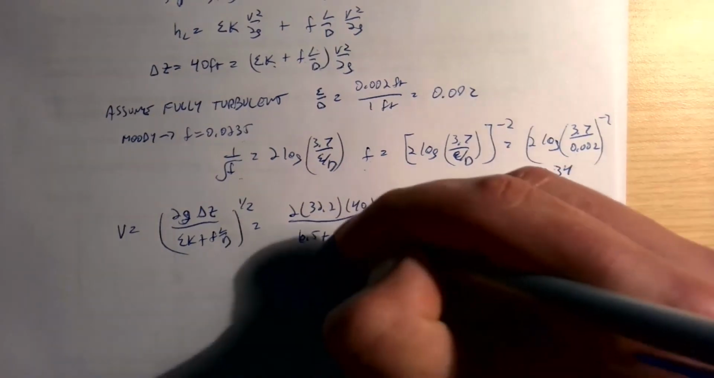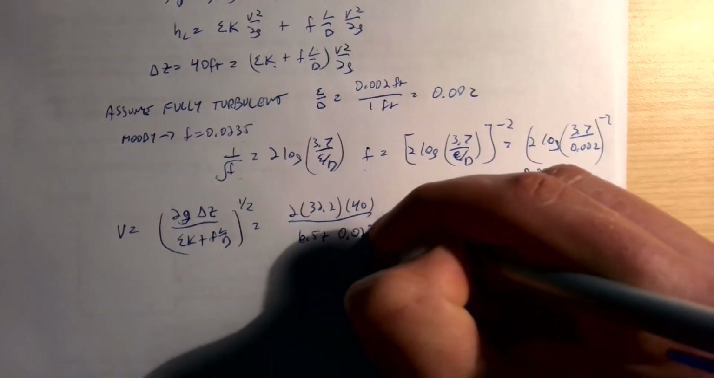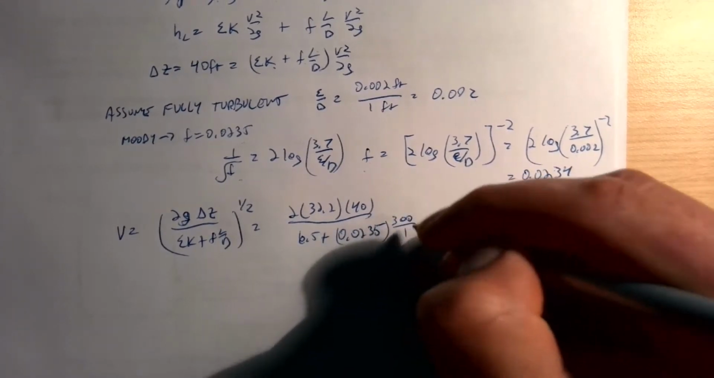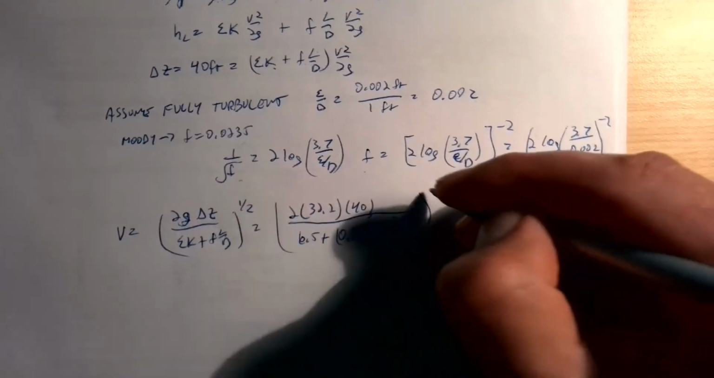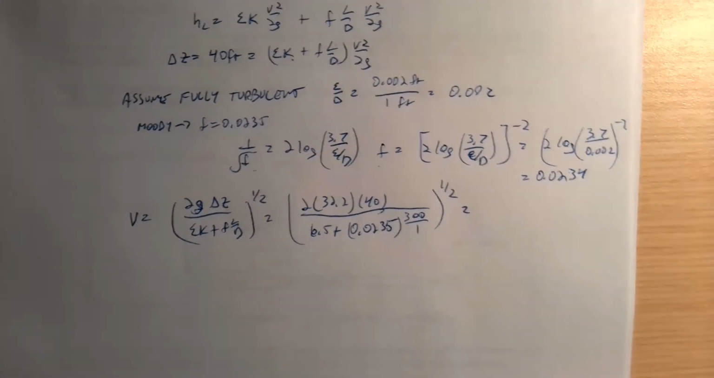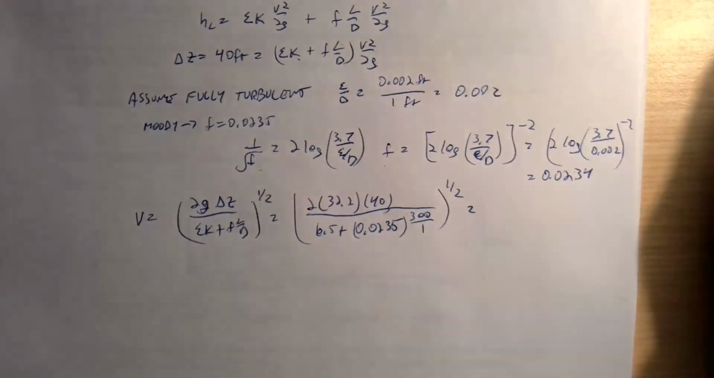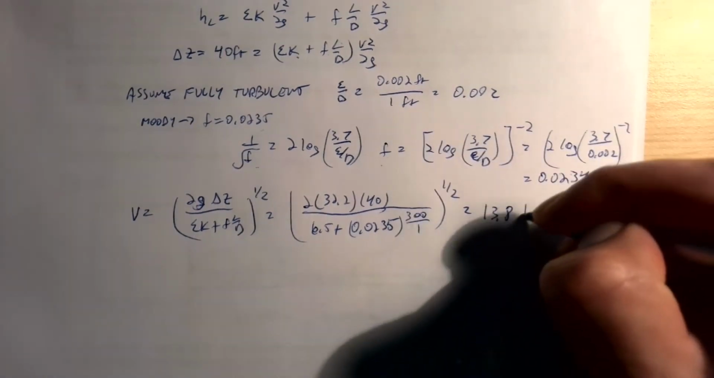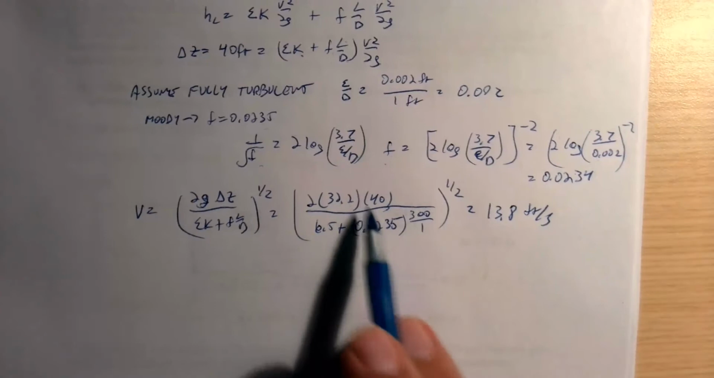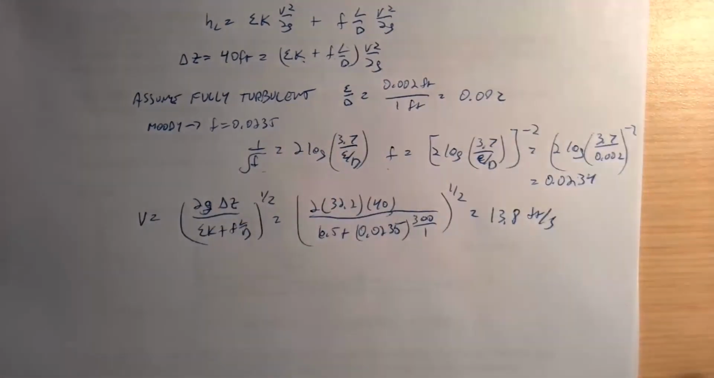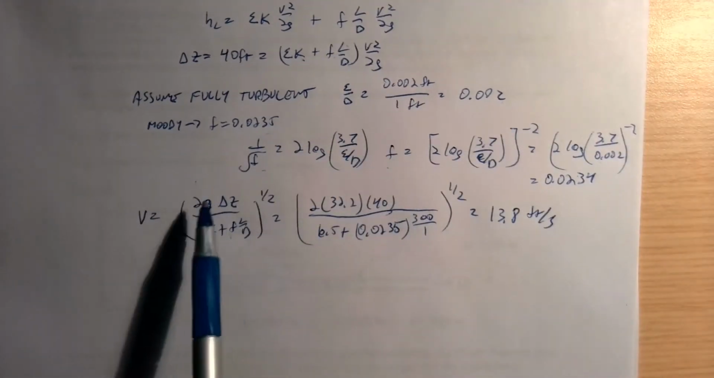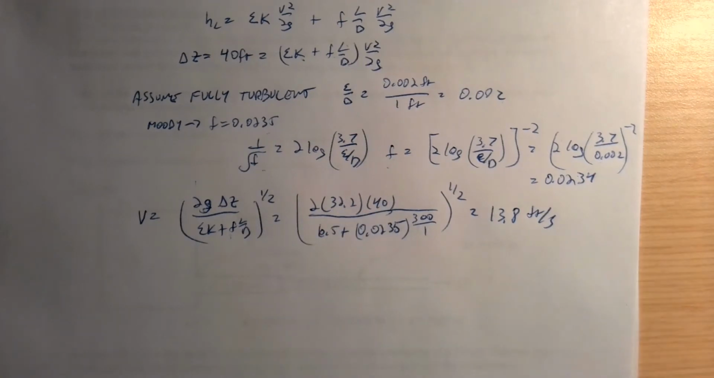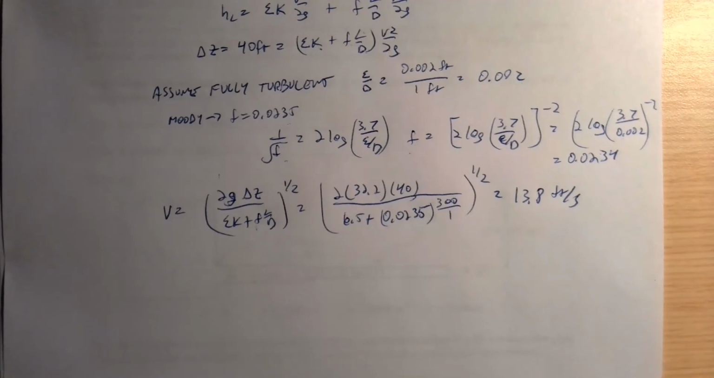Okay, right? And so 2 times 32.2 times 40 over 6.5 plus 0.0235 times 300 over 1, all that to the square root, and I got that was equal to 13.8 feet per second. And again, I've left the units off here, but everything is in feet and seconds, and these are dimensionless. So actually, it's just these two that have dimensions. So 13.8, if I've got that right.